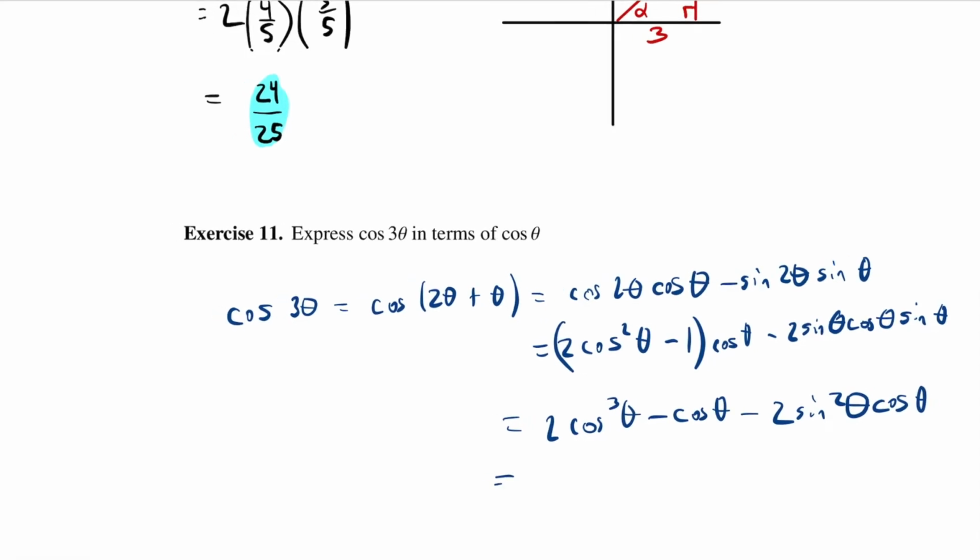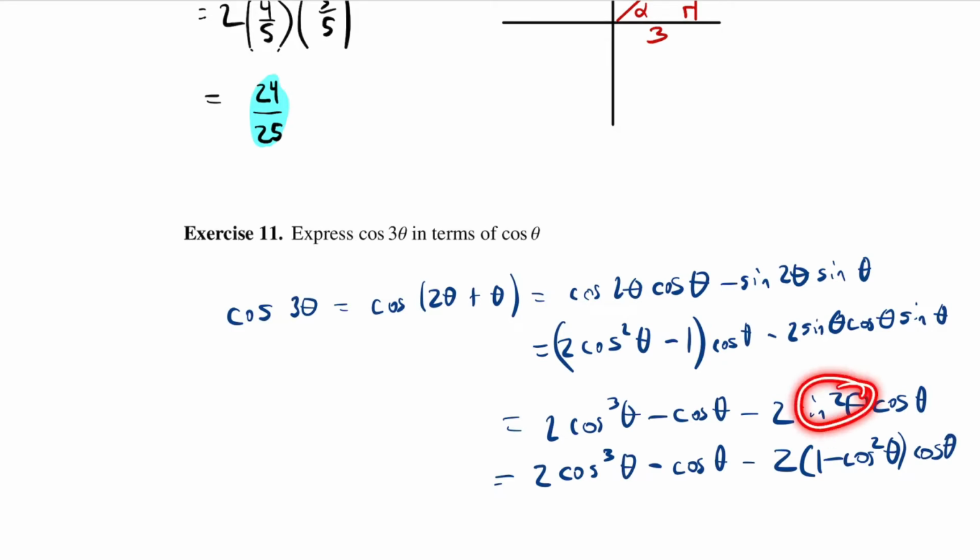The next thing we need to do is get rid of the sine squared because they only want cosine thetas. They don't want sine squared or sine at all. So we need to replace the sine squared. And the way we can do that is to use our identity, the Pythagorean identity, which would be 1 minus cosine squared. So I substituted 1 minus cosine squared for sine squared theta. And now the last thing I'm going to do is distribute in both directions, and that should do it.